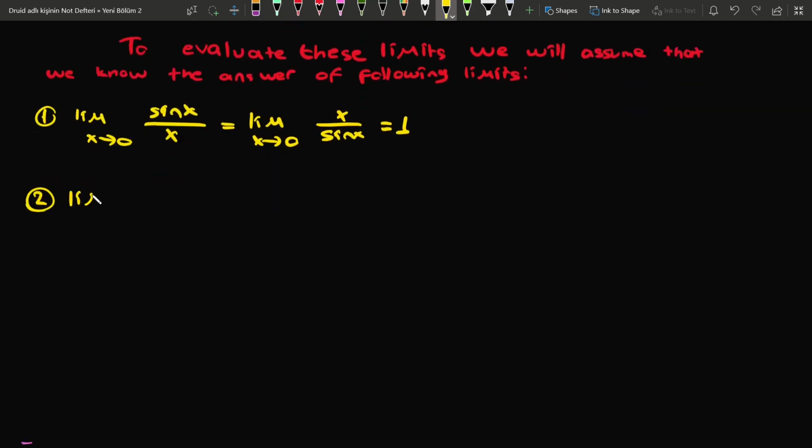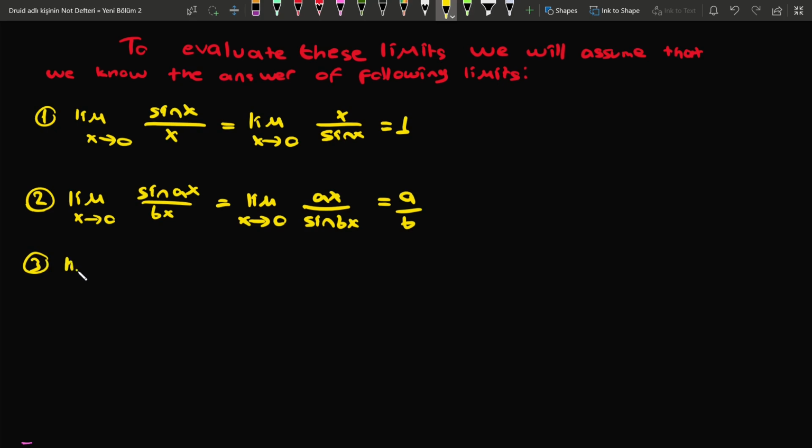The limit of sine ax over bx is equal to the limit of ax over sine bx, which is equal to a over b. Our third rule is going to be the limit of sine ax over sine bx is equal to a over b.